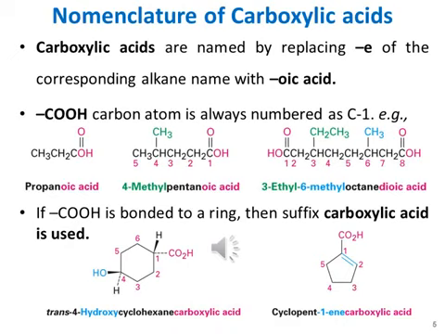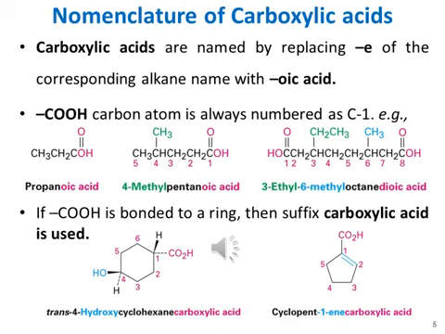So its name is 4-methyl pentanoic acid, since the longest continuous chain contains 5 carbon atoms, and we know that the alkane that has 5 carbon atoms is called pentane, and here in the name of pentane we have dropped the E and replaced it with oic acid. So the name of the second example here on this slide is 4-methyl pentanoic acid.